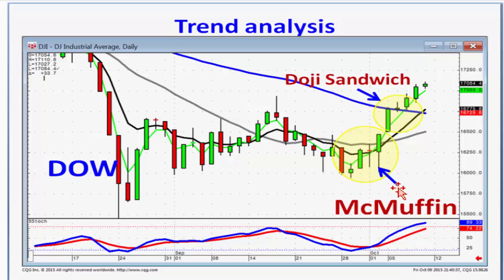This is what we call the McMuffin pattern. There's our morning star signal: a big down day, a day of indecision, and the third day closes more than halfway up this candle. And now we have a doji sandwich: big up day, a doji, and they open up positive the next day. That doji sandwich tells us there's still going to be more upside. So we got a morning star signal and a doji sandwich, or a morning sandwich, we call it a McMuffin. And it's a very high probability reversal.